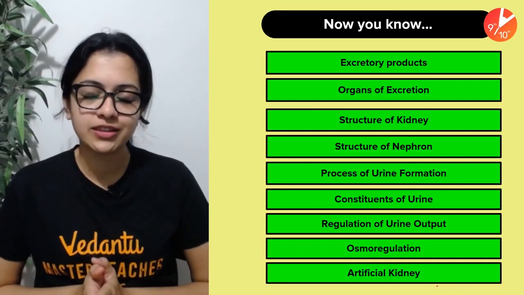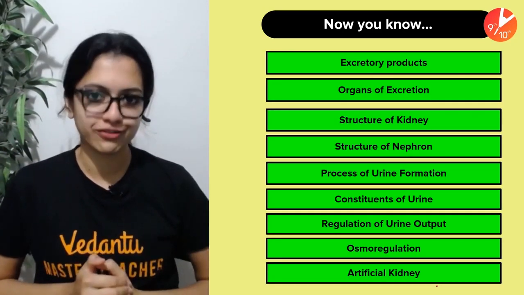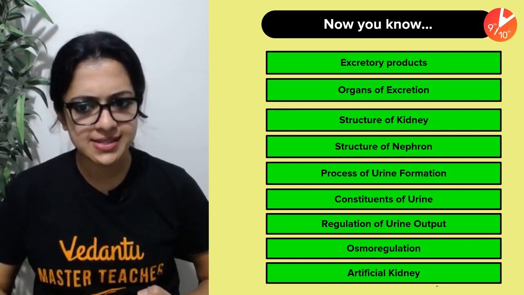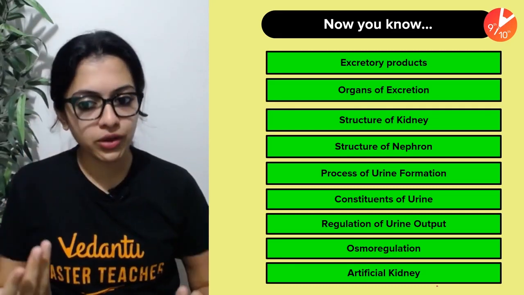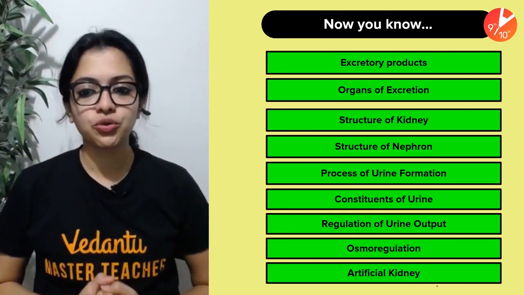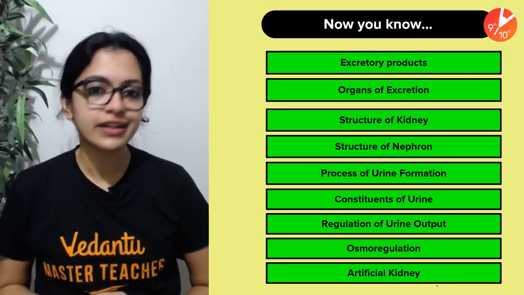Congratulations. And we are done with revising the excretory system in one single shot. So you now know all of this: excretory products, the organs of excretion, structure of kidneys and nephrons, the process of urine formation, constituents of urine, regulation of urine output, osmoregulation, and artificial kidney.